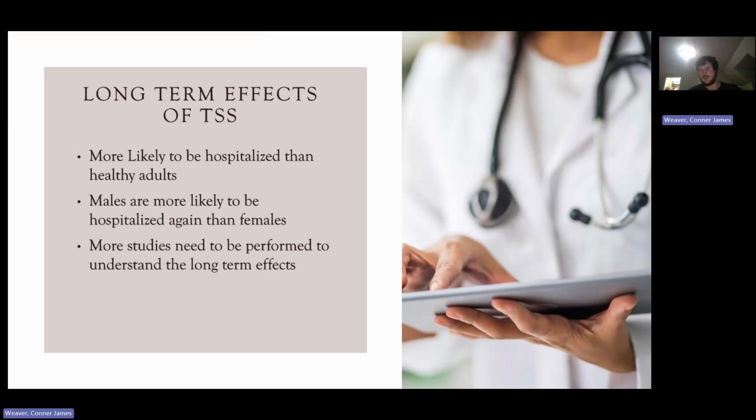What was interesting is they found that males that have suffered from TSS are more likely to be hospitalized again than females are. This was one of very few studies about long-term effects. I believe that more studies should be performed in the future to understand the long-term effects.